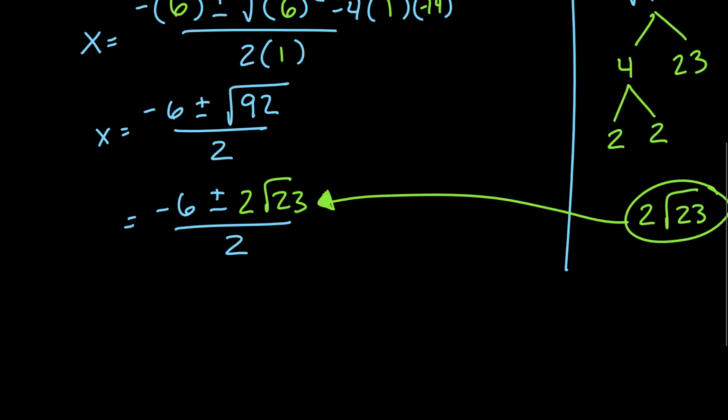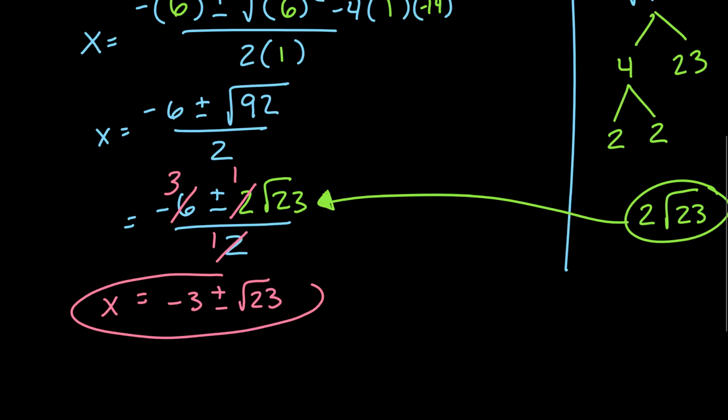So here, each one of these can be divided by what? 2. 6 divided by 2 is? 2 divided by 2 is? 2 divided by 2 is? So this simplifies to negative 3 plus or minus square root of 23.